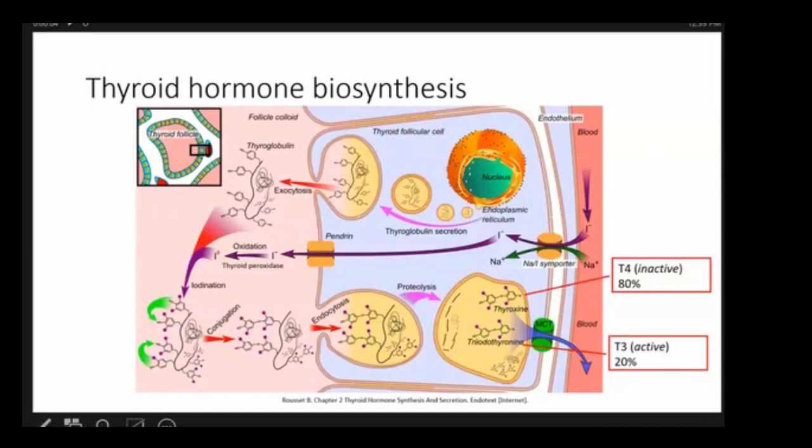As those residues are paired together, the thyroglobulin re-enters the follicular cell from the colloid, and then various proteases, enzymes, liberate or remove the thyroxine, the T4, and the T3 from the thyroglobulin molecule. And then T4 and T3 are secreted by the cell through the MCT8 transporter. Now, what's important to take away from this slide is that most of the thyroid hormone release is as T4, which is actually inactive. Only about 20% of it is in the form of T3, which is an active form of the hormone.